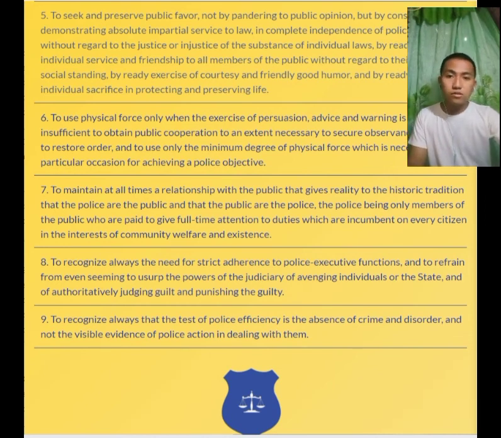So those are the 9 policing principles of Sir Robert Peel.